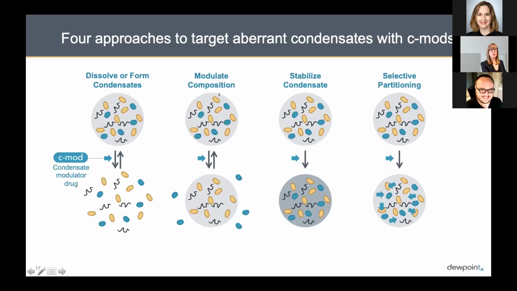Another mechanism would be modulating their composition. In this case, we would want the CMOD to include or exclude certain components from a condensate. Another mechanism could be to stabilize a condensate using a small molecule. And finally, we could also think of exploiting this selective environment that condensates offer for drug delivery and drug partitioning.